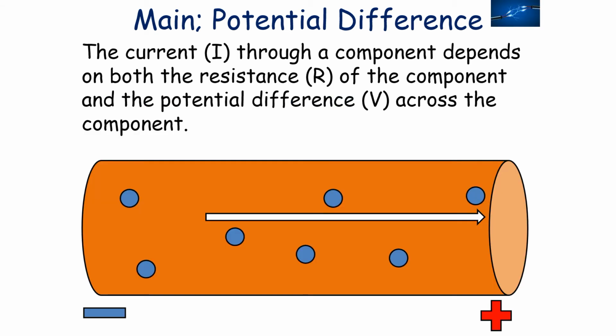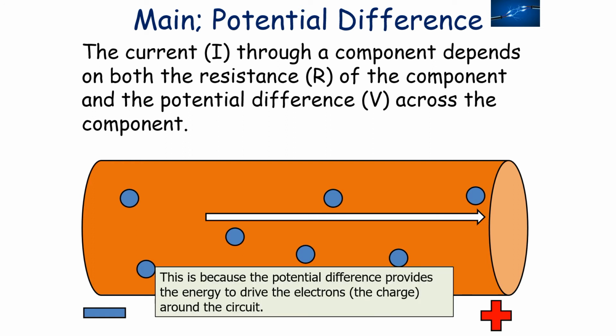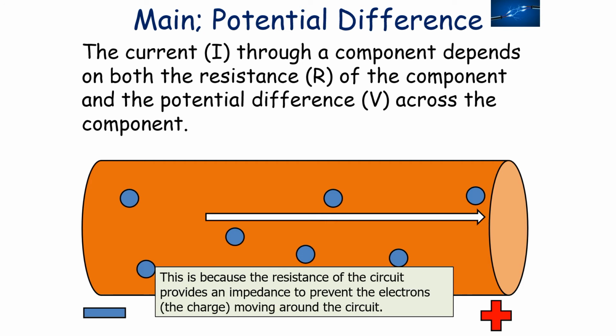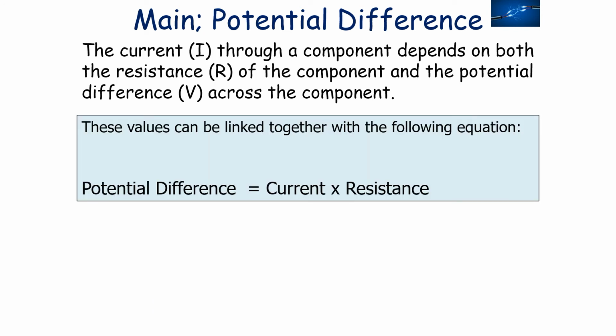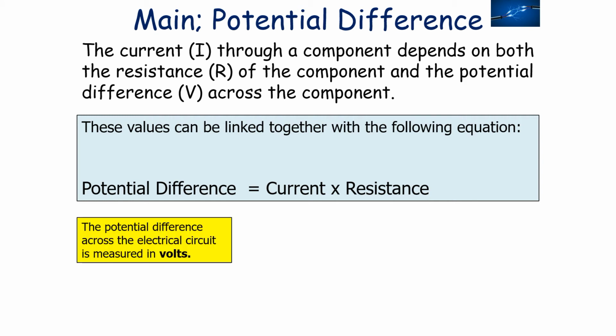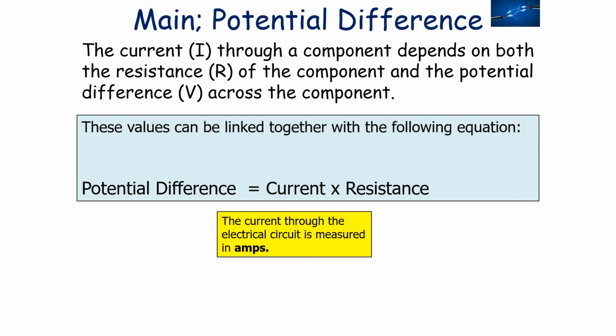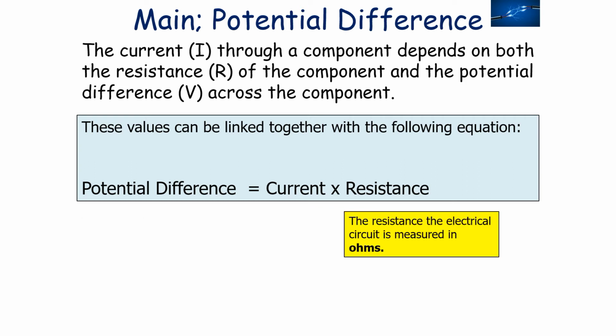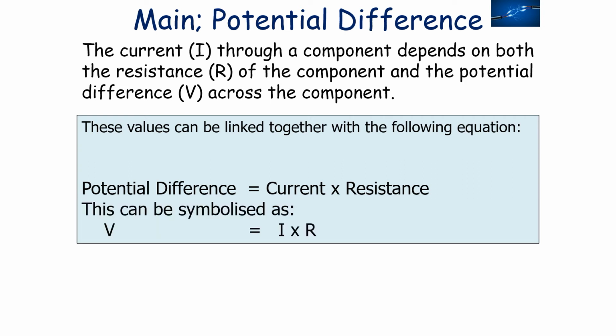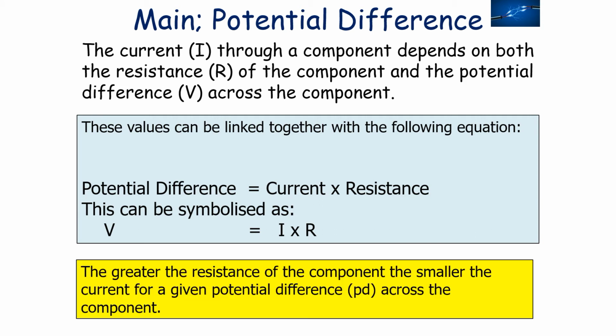The current through a component depends on both the resistance of the component and the potential difference across the component. This is because the potential difference provides the energy to drive the electrons around the circuit, and the resistance provides an impedance to prevent the electrons moving around the circuit. So we can link these values together with an equation. Potential difference is equal to current times resistance, where potential difference is measured in volts, current is measured in amperes, and resistance is measured in ohms, which you can symbolize with the equation V equals I times R.